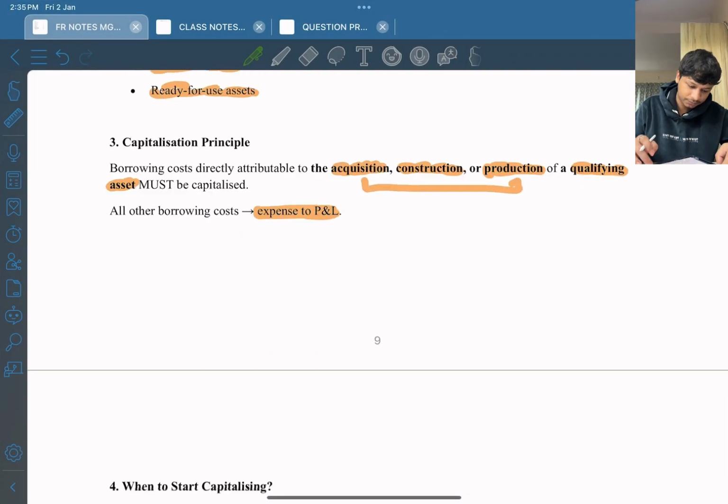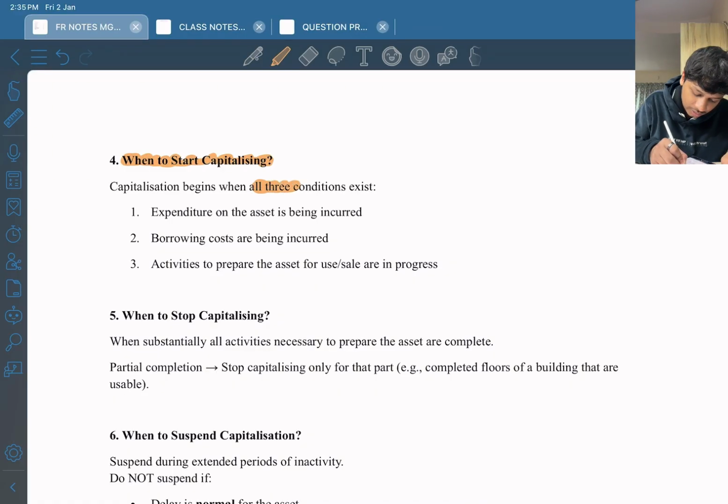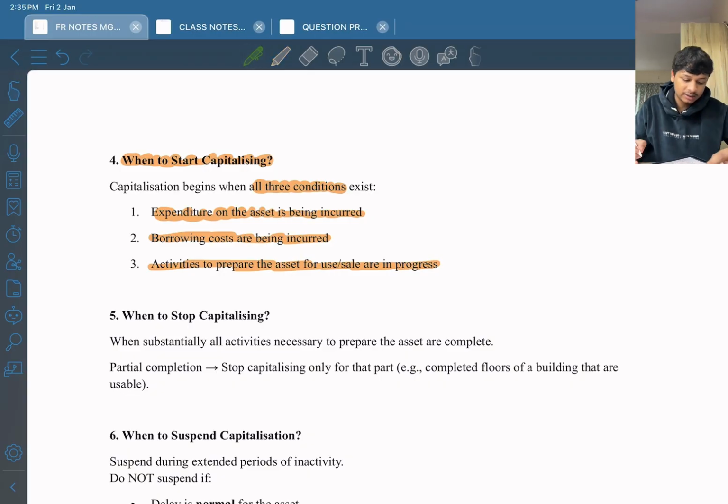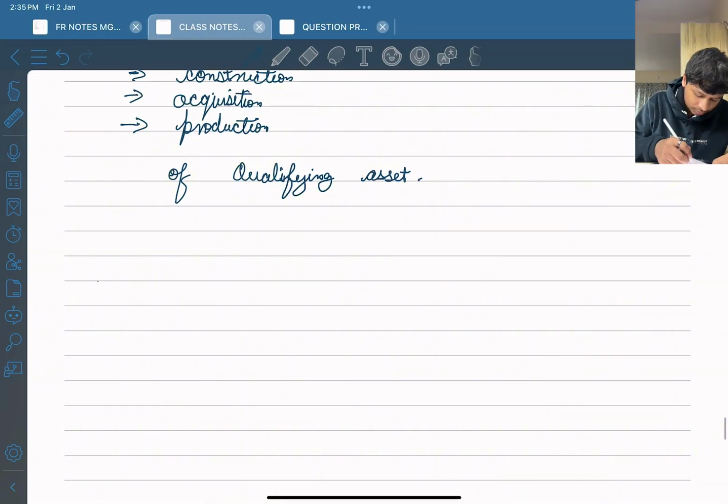Now moving forward, when to start capitalizing. This is an important point. Capitalization begins when all three conditions are met: expenditure on the asset is being incurred, borrowing costs are being incurred, and activities to prepare the asset for use or sale are in progress. These three things are important. So let me explain with the help of a timeline. Let's assume that this is a timeline.